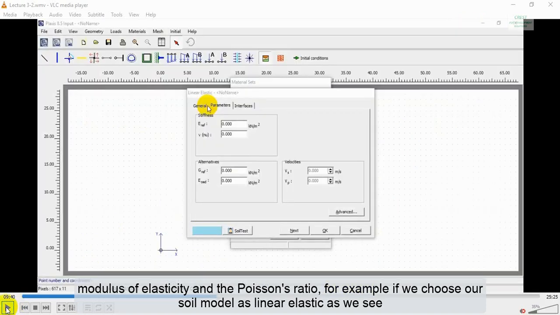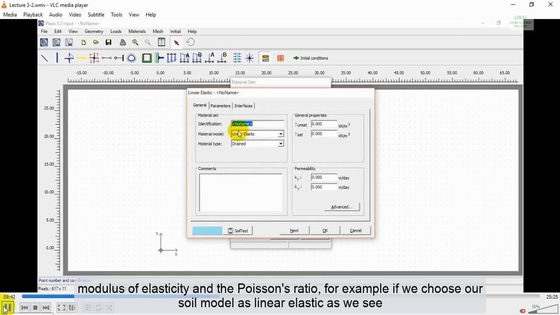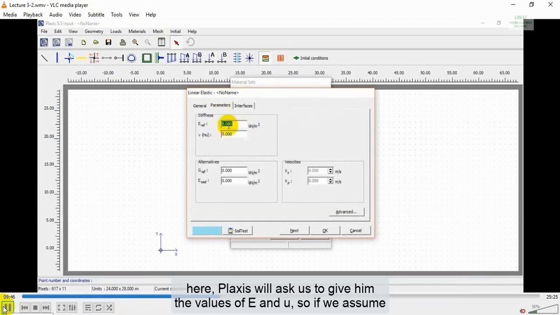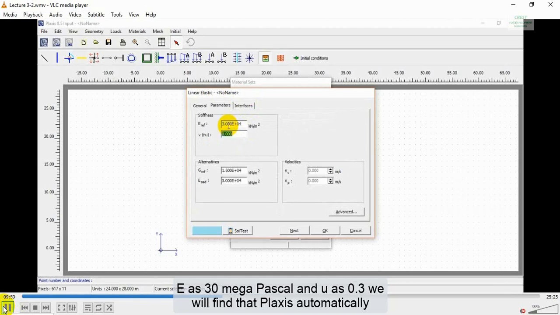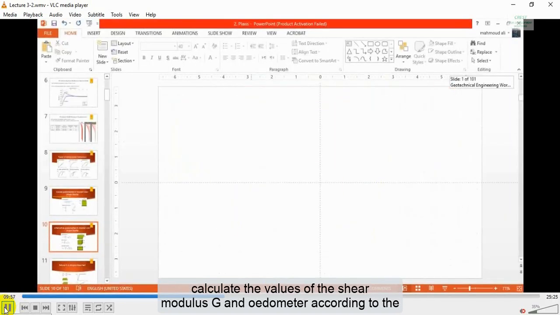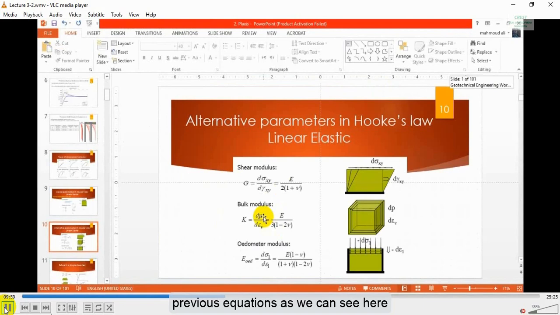For example, if we choose our soil model as linear elastic as we see here, Plaxis will ask us to give it the values of E and mu. So if we assume E as 30 megapascal and mu as 0.3, we will find that Plaxis automatically calculates the values of the shear modulus G and the oedometer modulus according to the previous equations, as we can see here.